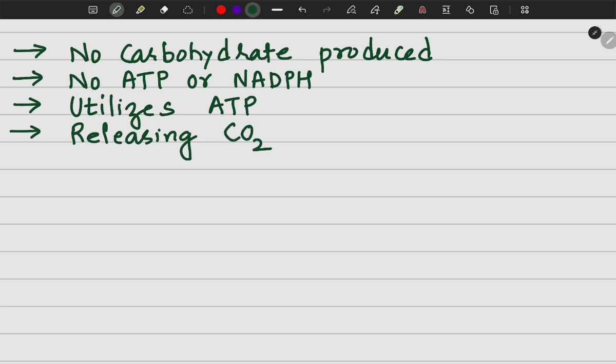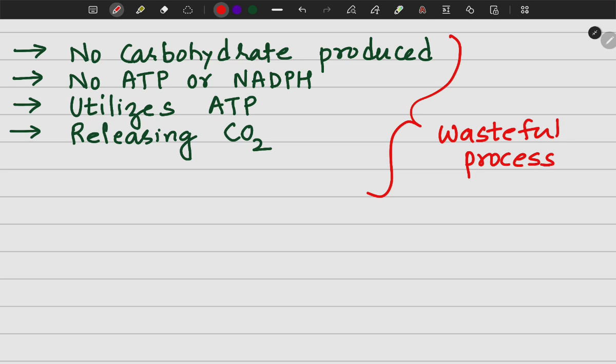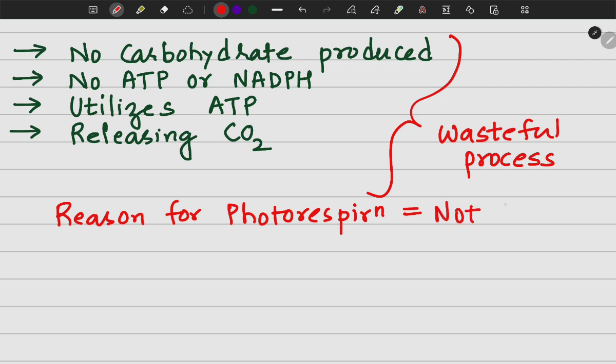So we can see that it is doing more harm than good. Right? It is not doing any benefit to the plant. That is why it is a wasteful process. Photorespiration is a wasteful process for the plant. And why this process happens, the reason is still not known. Alright, so this occurs mainly in the C3 plants.